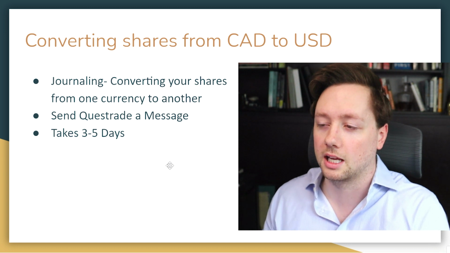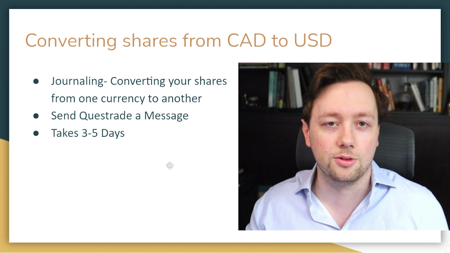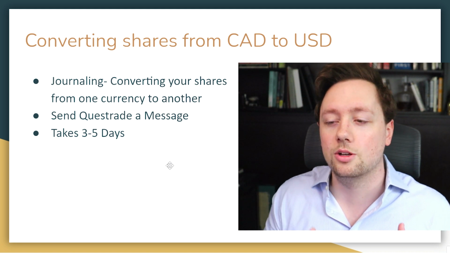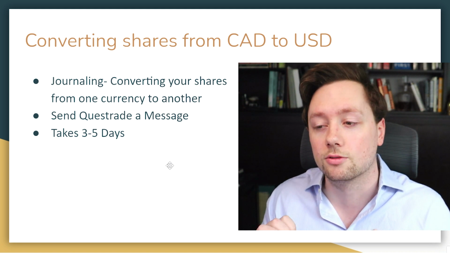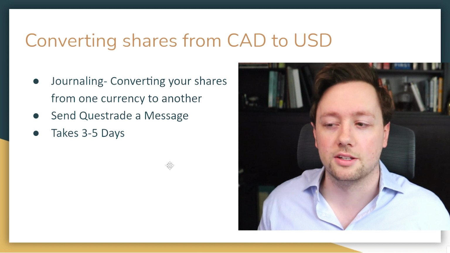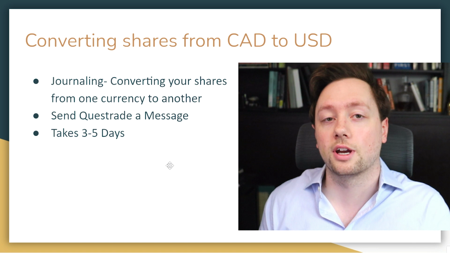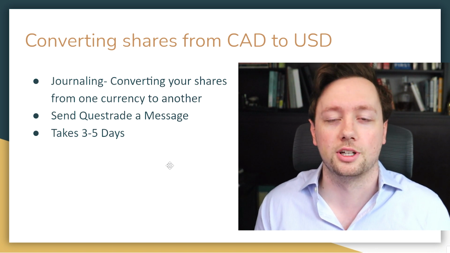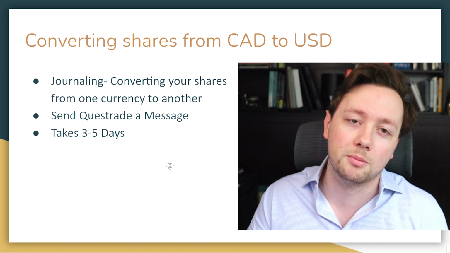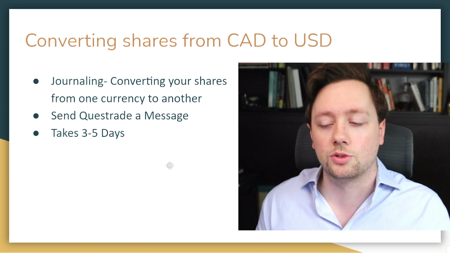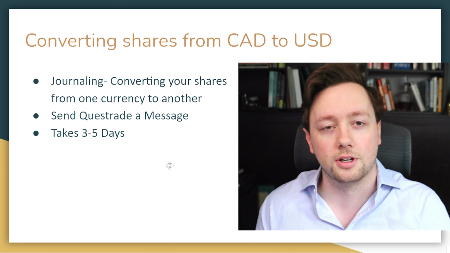So, converting shares from Canadian to US dollars. How do you do this? That journaling word that I mentioned earlier that other people talk about, how do you actually do this? Well, it's really, really simple. Journaling basically means converting your shares from one currency to another. And in order to do this, all you have to do is send a message to Questrade. You can do it through an email or you can message them through their platform. This process does take a little while. It can take between 3 to 5 days.